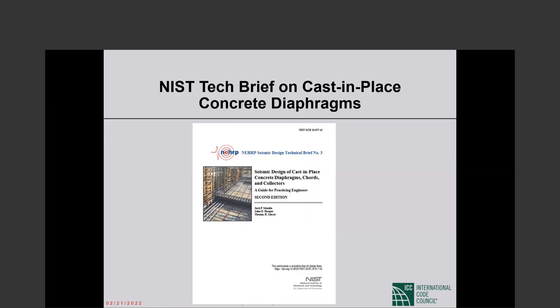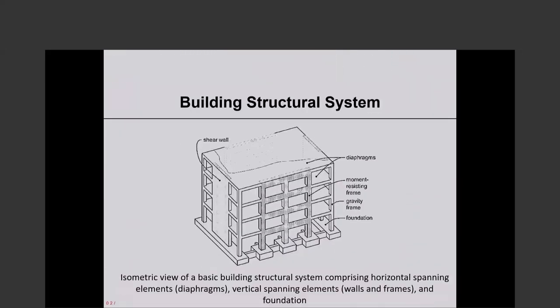ACI 318 now has a whole chapter 12, relatively new, on essentially non-seismic design of diaphragms. Seismic design is in the seismic chapter 18, in one subsection. The provisions of chapter 12 of ACI 318 were largely derived from this publication. Okay, so this is something I did want to bring to your attention.